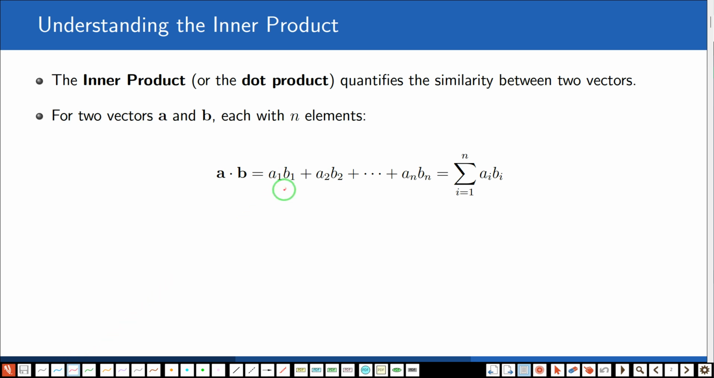This one is the product of the first elements of the two vectors, this is the second element, and these are the nth elements of the vectors a and b. We add all of them together to get the inner product, or dot product, of the two vectors. It is really simple, but it is very powerful. The main purpose is to quantify or measure the similarity between two vectors.